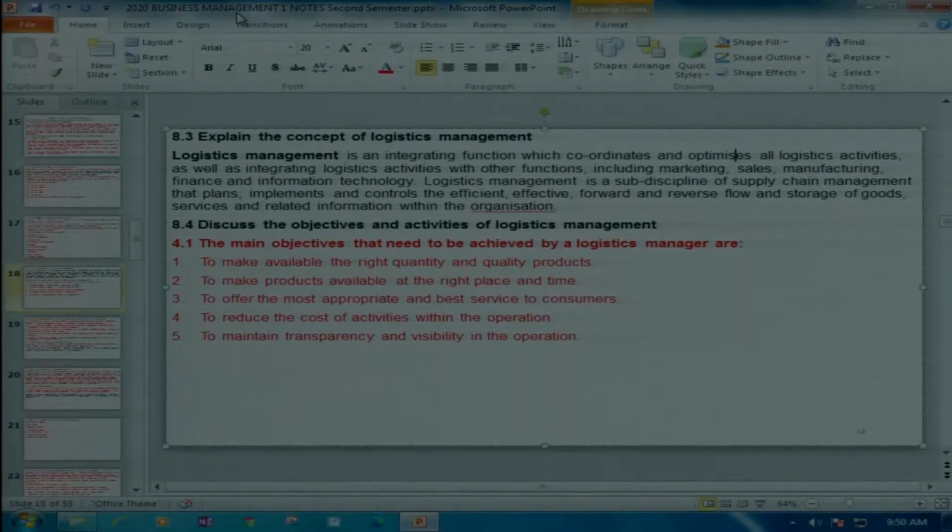Then you must be able to discuss the objectives and activities of logistics management. The main objectives that need to be achieved by a logistics manager are to make available the right quantity and quality of product, to make products available at the right place and time, to offer the most appropriate and best service to customers, to reduce the cost of activities within the operations, to maintain transparency and visibility in the operations.